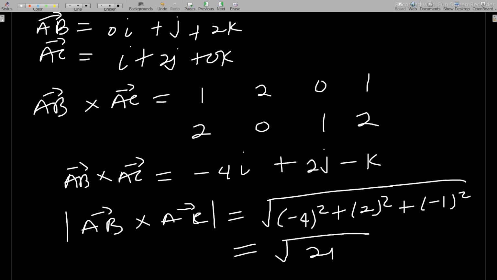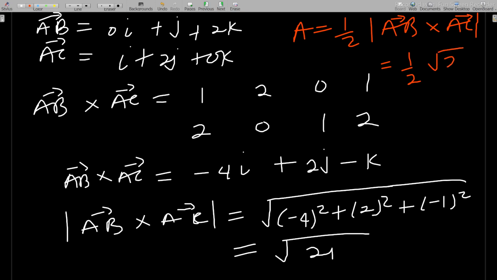Now the actual area is this. A is equal to half the magnitude of AB cross AC. Please don't go and interchange them like AC cross AB. That one will give you a different solution altogether. So the area is equal to half times square root of 21. Then this is the solution. So it's 1 over 2 square root of 21 squared units. Squared units, I hope you understand that. Okay, so that is it.